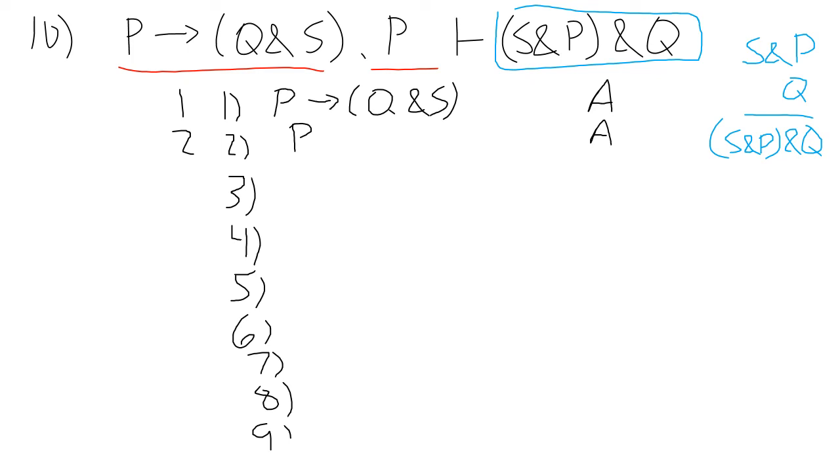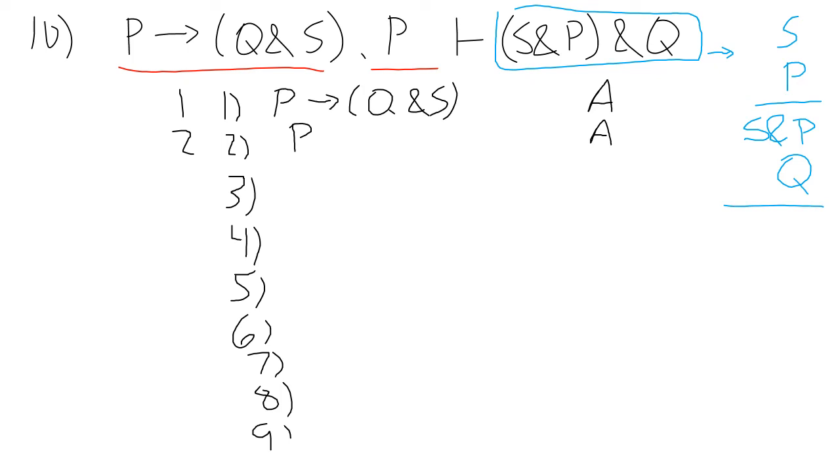Well, one problem we're going to face is that we don't have S and P by itself anywhere in this proof. So before we can even get to this point, we need to find S by itself and P by itself to be able to build this S and P. So let me rewrite this to give myself a little bit more space. I just said I need to build the S and P first, and then I need the Q to get to S and P and Q.